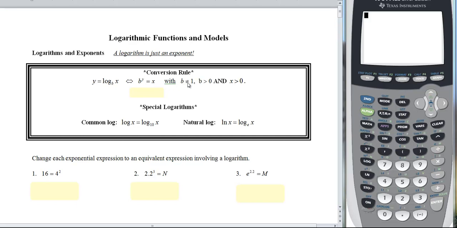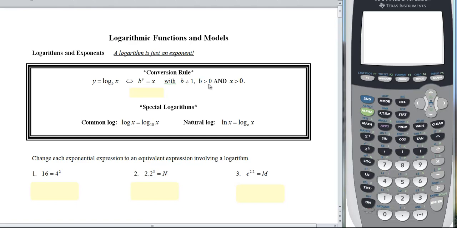Now, my base cannot be 1. That sort of sounds familiar. The base has got to be greater than 0, and x has to be greater than 0. Remember, this right here is my exponential version, okay? And back then, our bases were not equal to 1, and they had to be greater than 0.